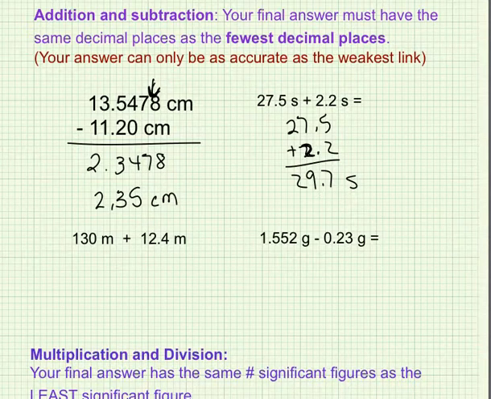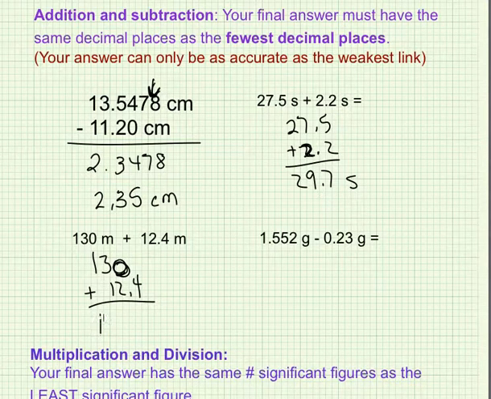Now let's scroll up and give ourselves a little more room. Here I have 130 plus 12.4. This zero, is it significant or is it a placeholder? It is a placeholder, which means the best that this number goes to is the 10s spot. He's my weakest link, the 130, which means that's the best my answer can be.